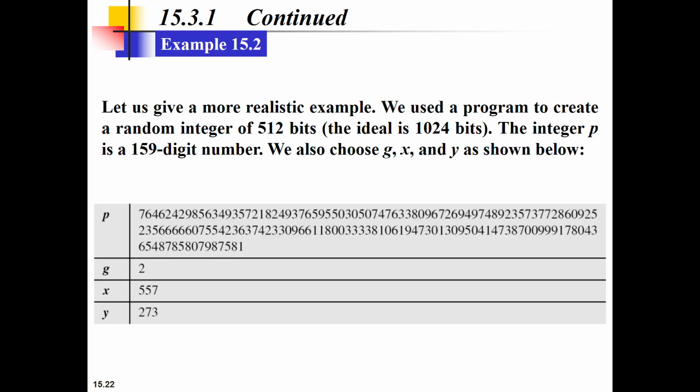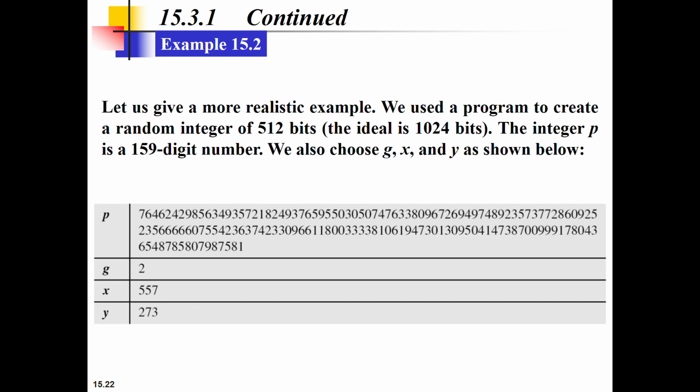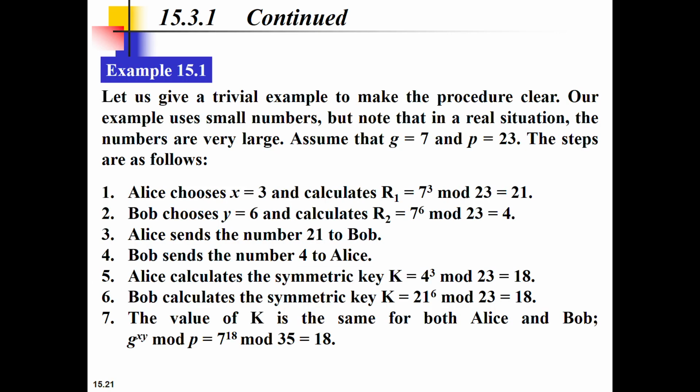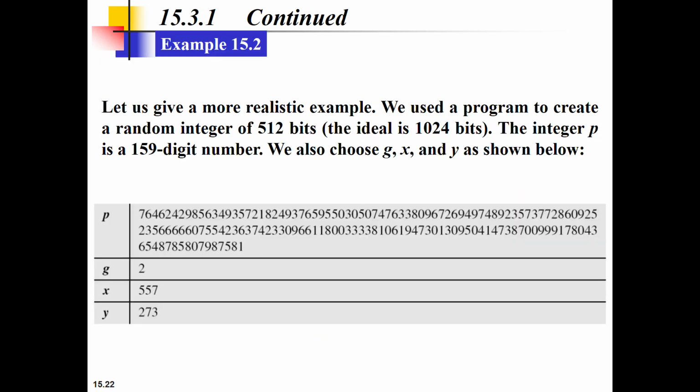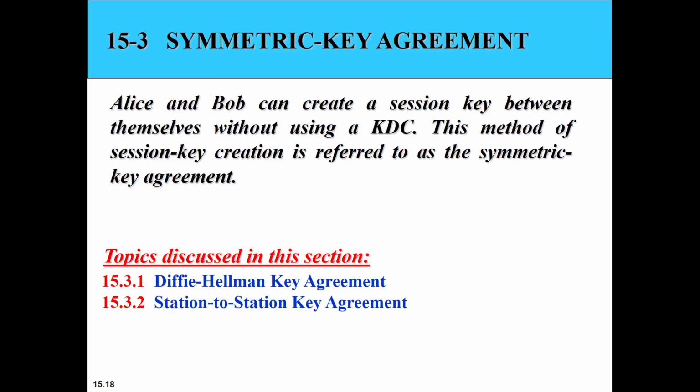In reality, people don't use such small numbers for g, p, x and y. People use very large numbers because it's easier to brute force and find the key with smaller numbers. So people usually use values which are like 512 bits or 1024 bits to increase the security of Diffie-Hellman key exchange. Now we'll just summarize the entire chapter.